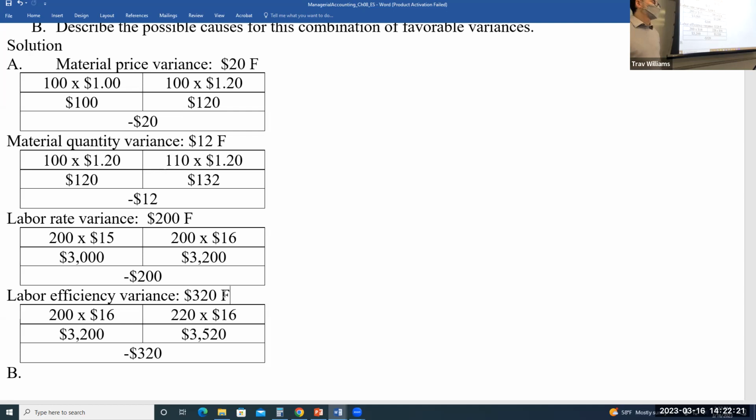Any guesses? We're making less units. Well, that wouldn't change it. This is cost per unit, isn't it? Yeah, so that wouldn't be it.